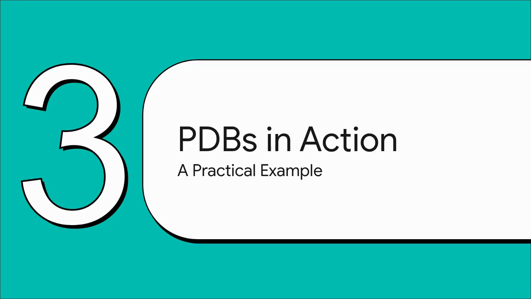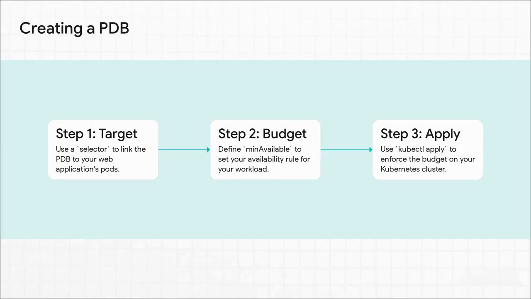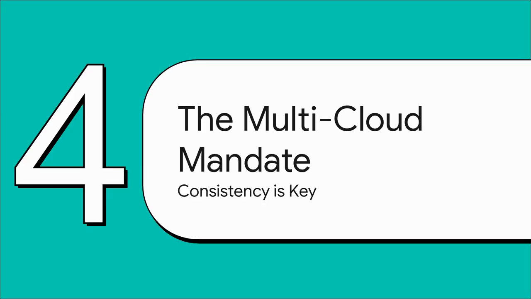Okay, so that all sounds great in theory, right? But how does this actually work? Let's get our hands dirty and walk through setting one up for a standard web app. You're going to see just how easy this is. It's really just three simple steps. First, you use a selector in your PDB manifest to tell it which app it's supposed to be protecting. It just matches the labels on your pods. Step two, you set the budget. This is where you make the rule, usually with minAvailable, to say how many have to stay up. And third, you apply that manifest to your cluster with a quick kubectl apply, and boom, your availability insurance is now active.